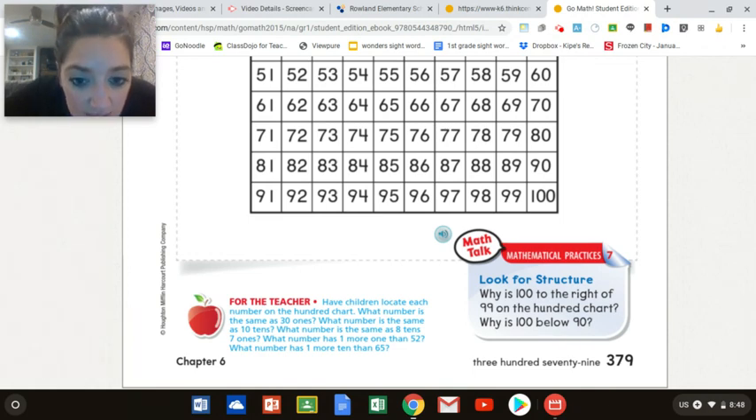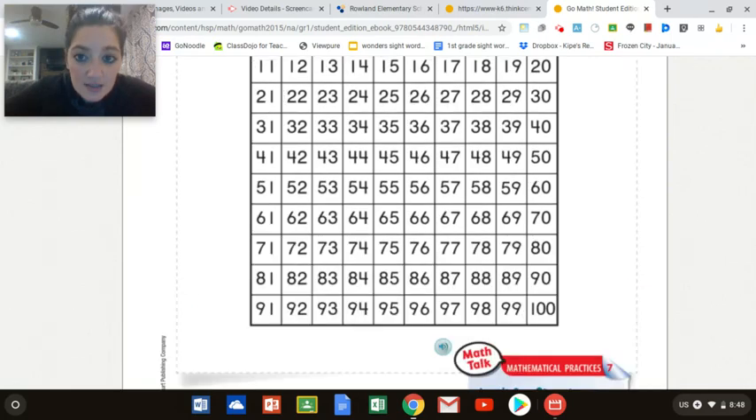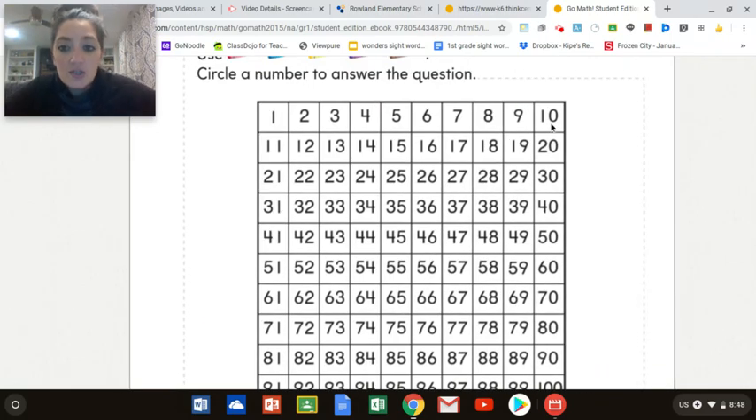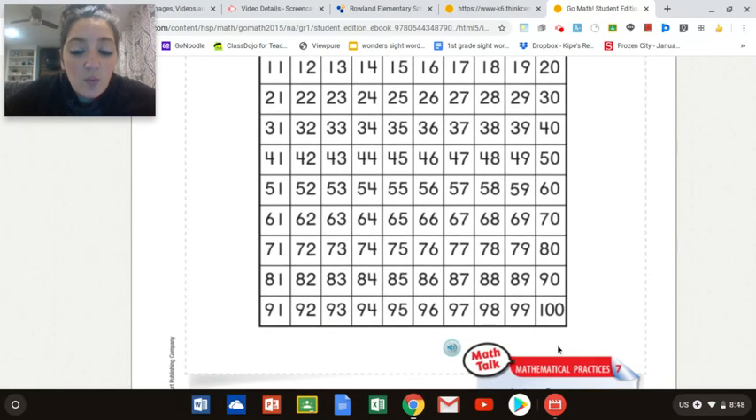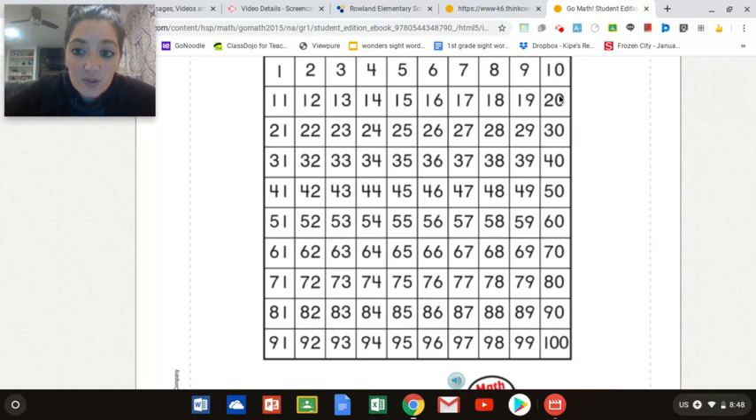Okay, now for the next one, you want to find a number that is the same as 10 tens. So remember, each row is a stack of 10, 10 cubes. So we have 10 tens will give you what number? We talked about this in the lesson as well. We said 10 tens, 1, 2, 3, 4, 5, 6, 7, 8, 9, 10. 10 tens total is 100. So go ahead and color in 100.